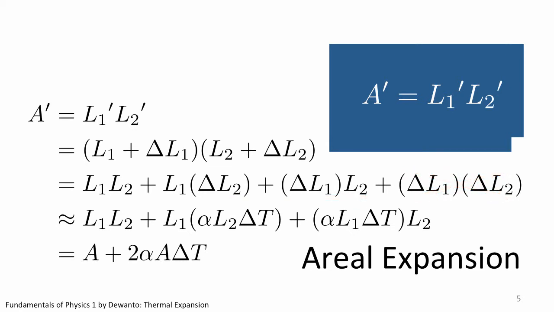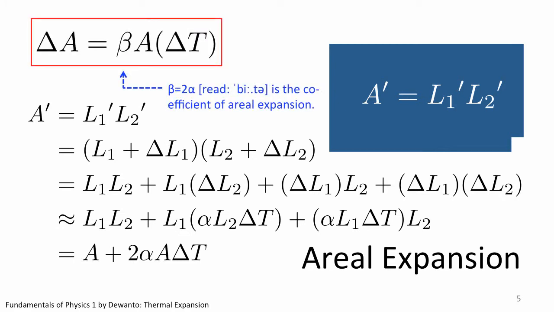The consequence is that we are now able to recast the last step in a form very similar to the equation for linear expansion. A prime is equal to A plus delta A, whereby delta A is beta times A times delta T. Beta assumes 2 times the value of alpha, and it is technically called the coefficient of areal expansion. This looks neat, doesn't it?